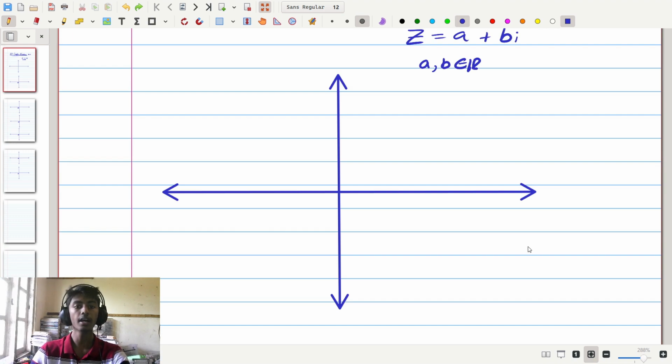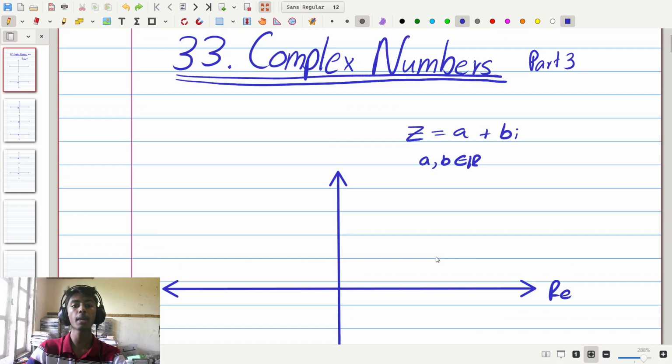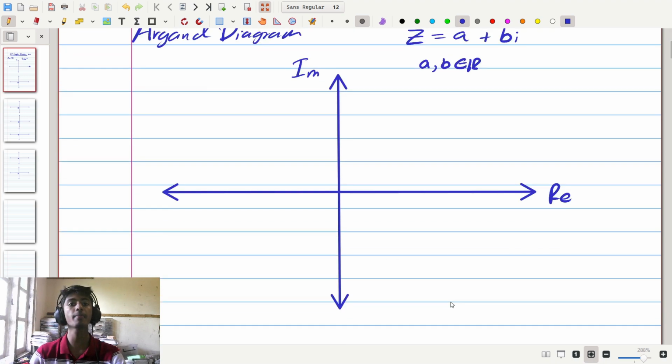As you can see here, I've drawn a two-dimensional set of axes, but these axes are not the axes of the xy plane. Instead, when we draw the axes to represent a complex number, we label the x-axis direction as the real axis and call it Re, and then we label the y-axis direction as Im for the imaginary part. And this kind of diagram is called an Argand diagram. So in this diagram, we have a real axis and we have an imaginary axis.